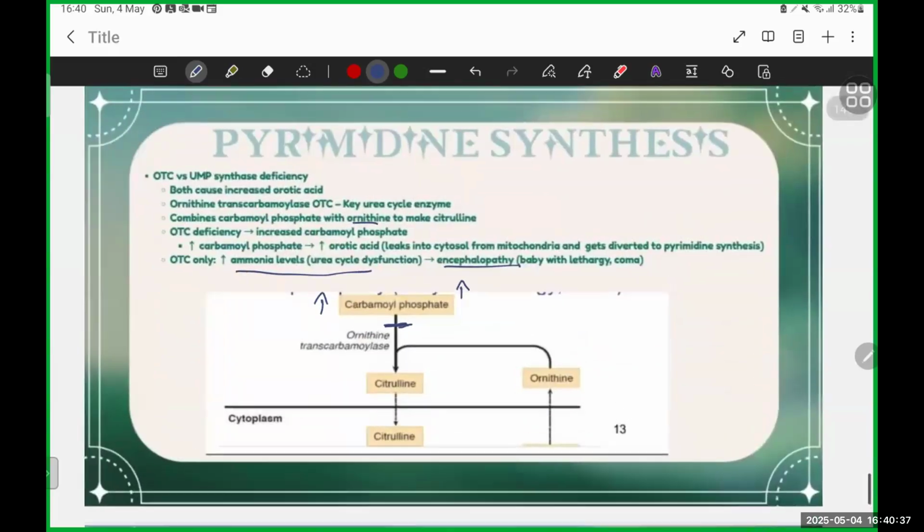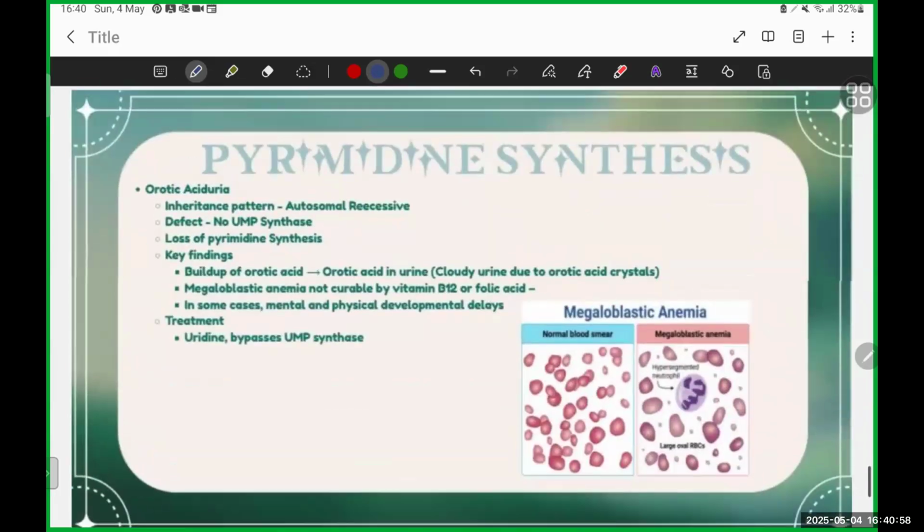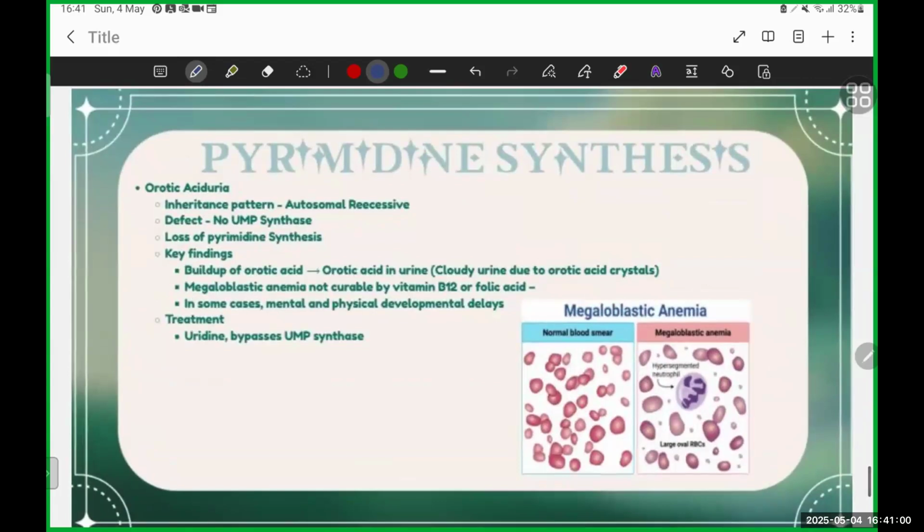So the main difference between both is going to be megaloblastic anemia. Remember that you have a type of anemia in nucleotide synthesis degradation. You have megaloblastic and macrocytic anemia, essentially the same thing. So in the orotic aciduria in nucleotide synthesis, you're going to have megaloblastic anemia. In the urea cycle orotic aciduria, you're not going to have megaloblastic anemia. So that's one of the differences here.